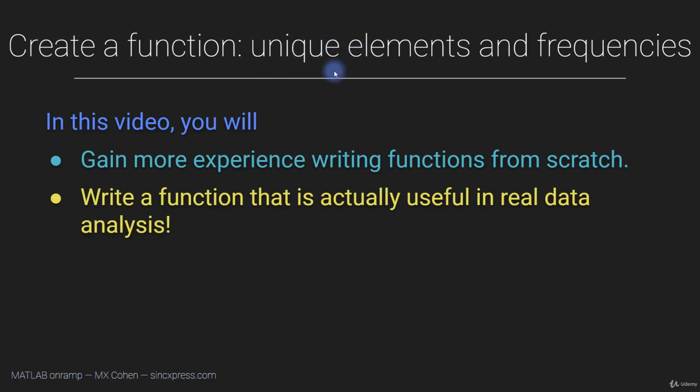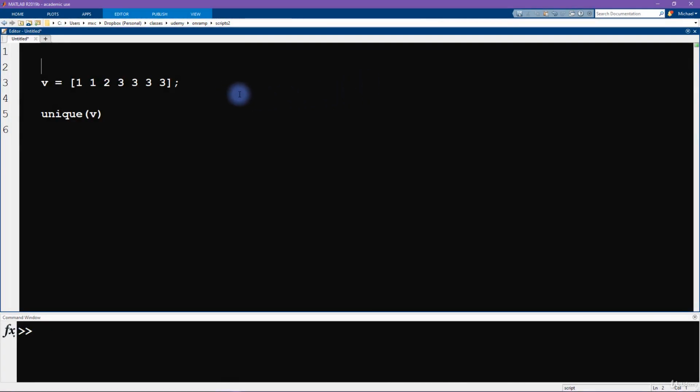We are going to count all of the unique elements in a vector or a matrix and return both the unique elements and also the frequencies with which those elements occur. So let me illustrate to you the problem that we are trying to solve. So here is some vector v. I just made up this vector. It is 1, 1, 2, 3, 3, 3, 3. So there's 2 1s, 1 2, and 4 3s.